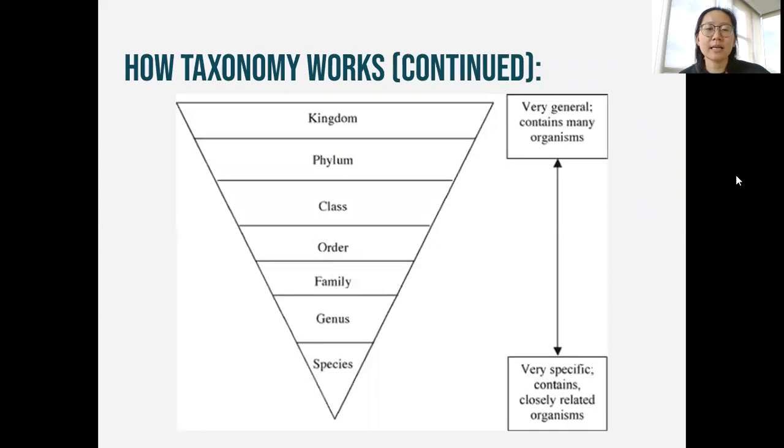Now, taxonomy, like I said before, is a system where we go kingdom, phylum, class, order, family, genus, species. And unlike the energy pyramid, it's actually reversed, where the kingdom is the largest group. It's the most broad group, and it contains very many organisms. For example, the entire kingdom of animals, or Animalia. Within a kingdom, you'll have multiple phylums. Within a phylum, you'll have multiple classes. Within a class, you'll have multiple orders. Within an order, you'll have multiple families. Within a family, you'll have multiple genuses. And then within the genus, you'll have multiple species.